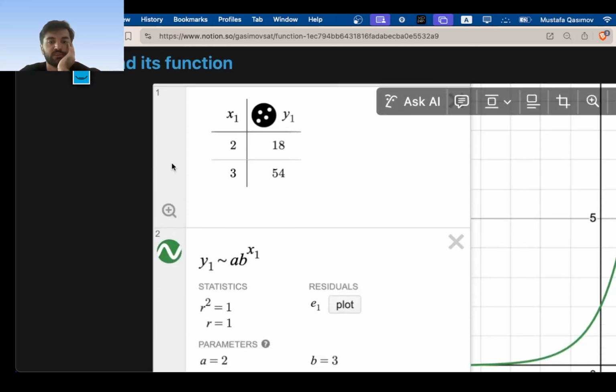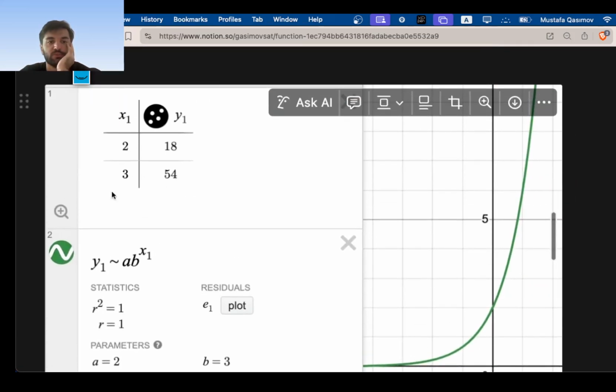Okay, another important thing: how to find the x-intercept using the function. You can write the decimals like that. Then it will calculate for you.